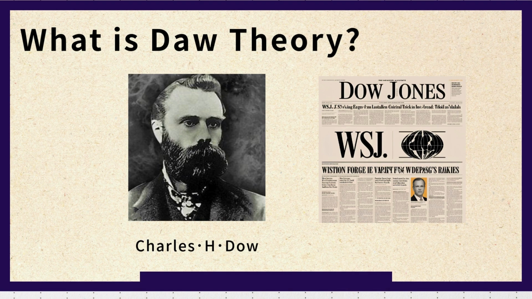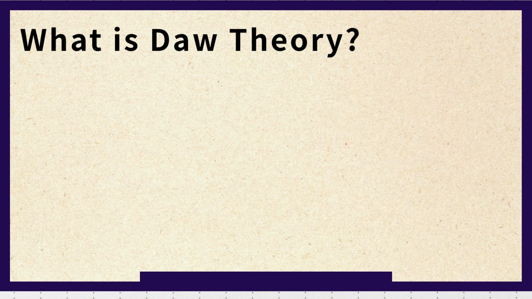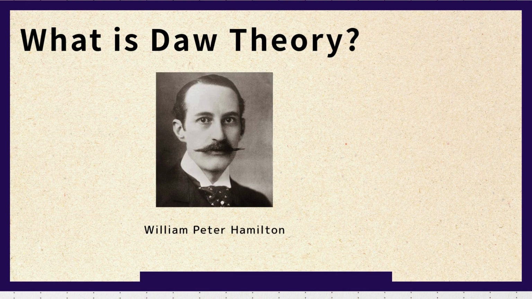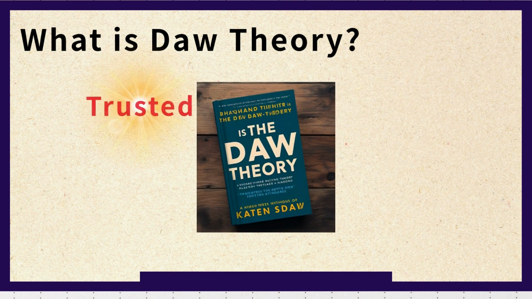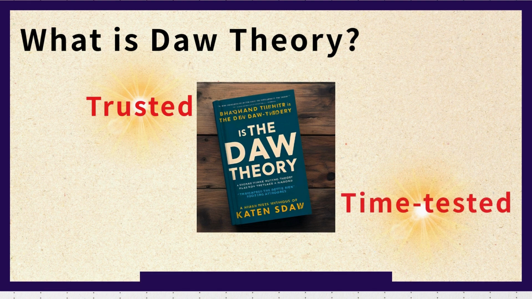Interestingly, Dow himself didn't publish Dow theory in a book. Instead, the theory was developed from articles he wrote in the Wall Street Journal over time. After his death, a person named William Peter Hamilton, along with his colleagues, systematically organized Dow's ideas and spread them as Dow theory. This means it's a highly trusted, time-tested theory.